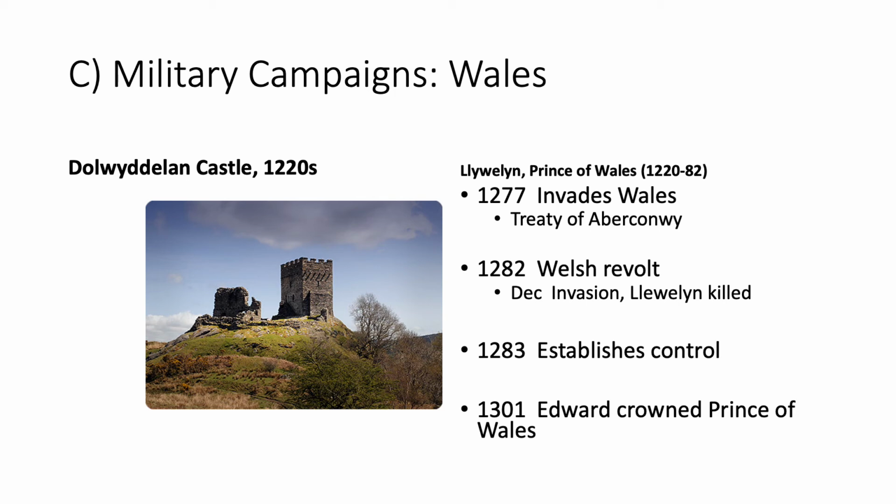You can see Dolwyddelan Castle here, which was taken over in the 1220s. This was actually a stronghold of the princes of Wales, which then came under English control. In 1301, Edward has succeeded so much in conquering Wales that he has his youngest son crowned Prince of Wales at the Castle of Carnarvon. And this is why the heir to the throne of England today has that title, Prince of Wales.